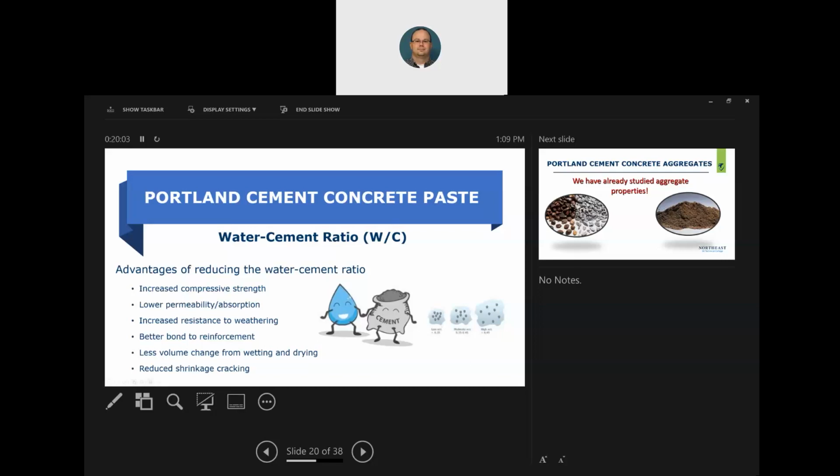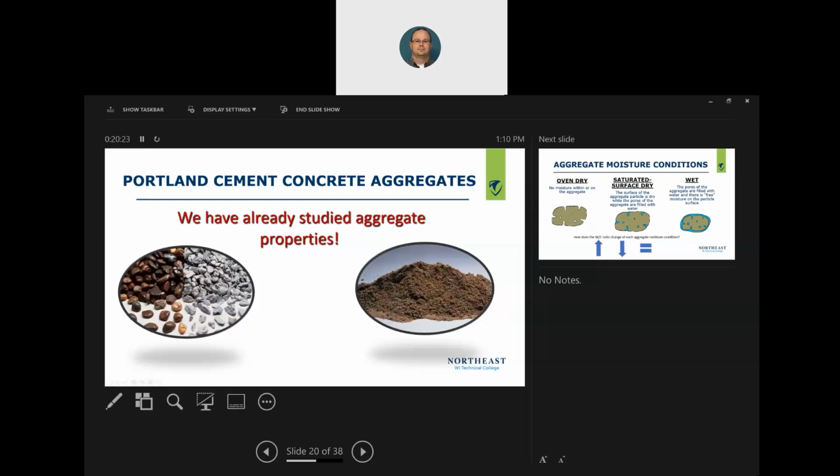And reduced shrinkage cracking. What happens when water evaporates over time? This takes many years, but that concrete will actually shrink and create cracks. So this is an important reason why we want to keep the water cement ratio low: weight of water divided by weight of cement on a per cubic yard basis. We already know the aggregate properties, so make sure you understand those.